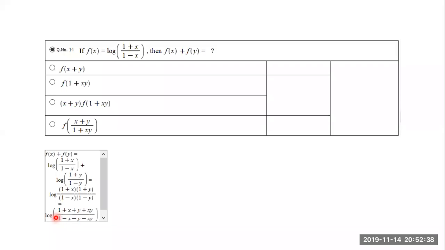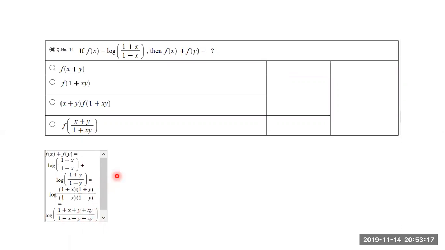If I simplify it, log of (1 plus x plus y plus xy) divided by (1 minus x minus y minus xy). If you consider this, you will get the same answer here. Log of (x plus y) by (1 plus xy) is nothing but log of (1 plus (x plus y) by (1 plus xy)) divided by (1 minus (x plus y) by (1 plus xy)). You don't have to do it at all. If time permits, you can do it, otherwise straight away you can get the answer because this xy will get cancelled and then you get the answer.